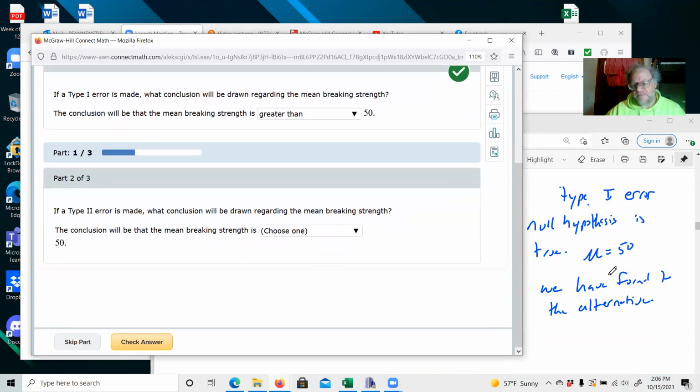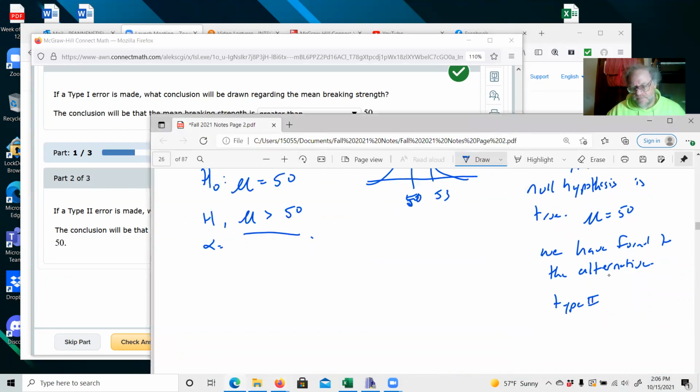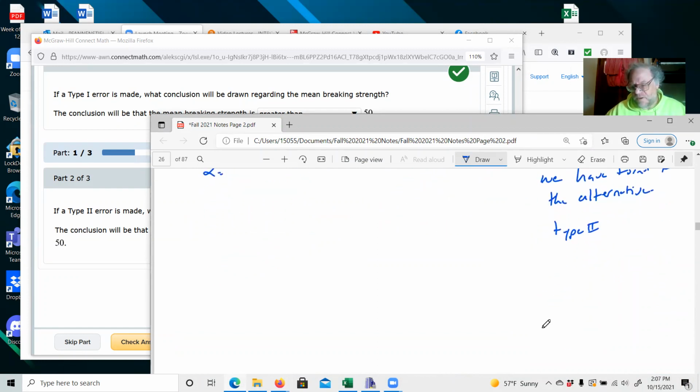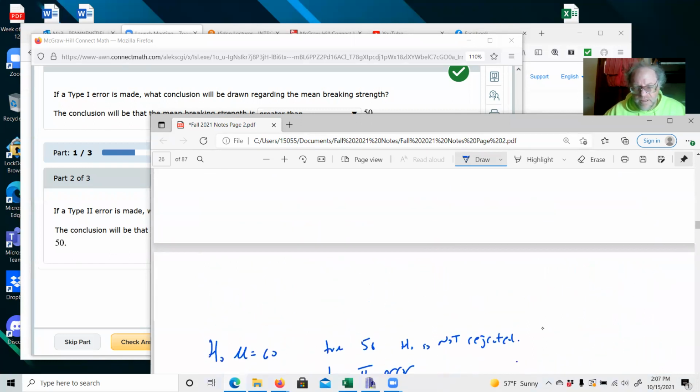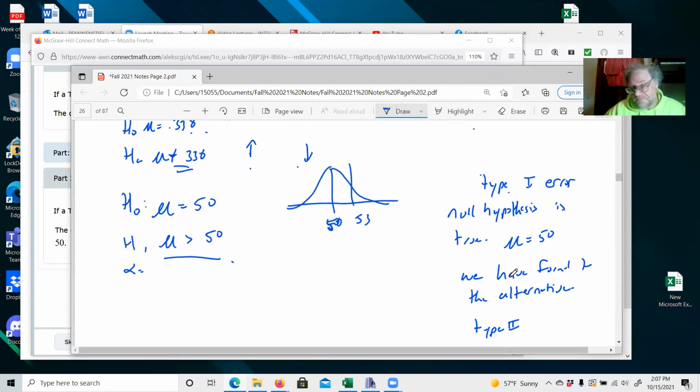If a type 2 error is made, so type 2 error is that they're really guilty, but we found for, so the alternative is actually true. Go back up to here. The alternative is actually true. The truth is they're guilty. The alternative is true, and we didn't find that. We found that the null hypothesis was true. This is why I don't ask this question on the quiz, by the way.